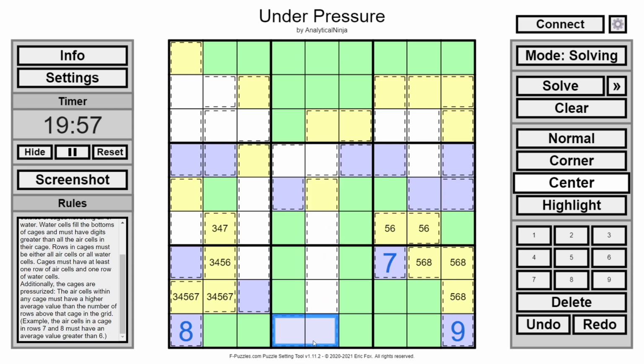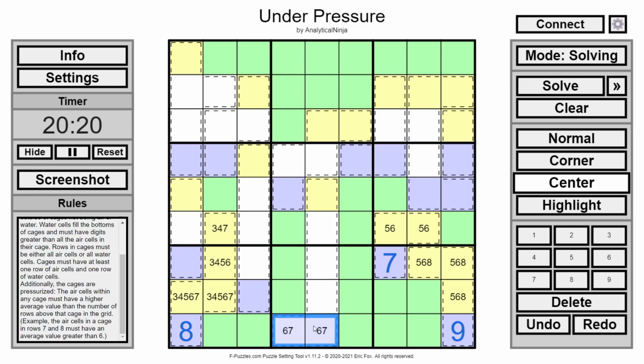Okay, what about this one? This can't have an 8 or a 9 down here. Which means, okay, I think this is where we need to look. So this yellow needs to average greater than 4. The maximum digits for down here are 6 and 7. Because we can't use a 9, we can't use an 8. But they could show up here.